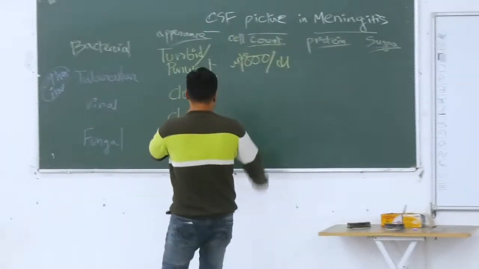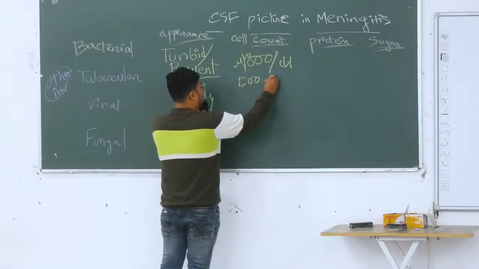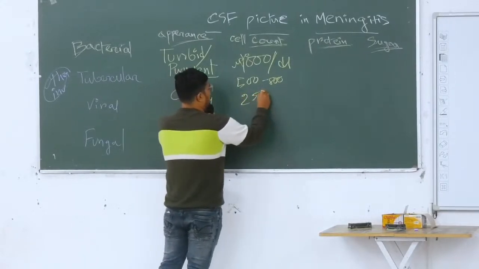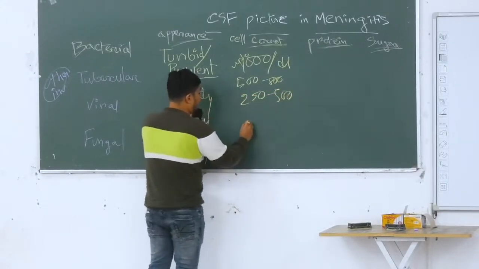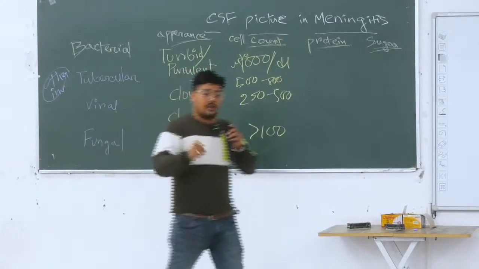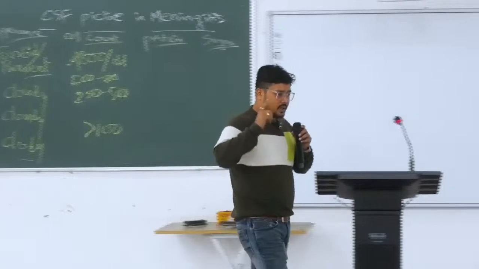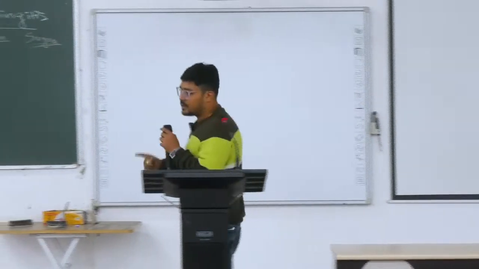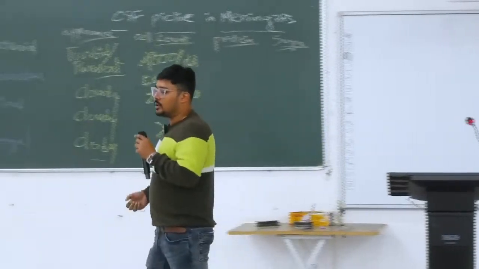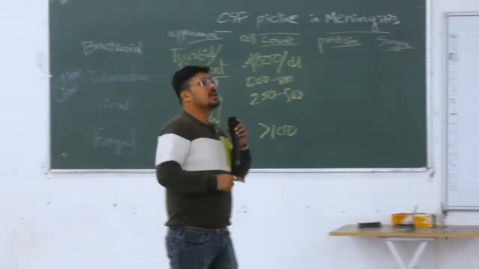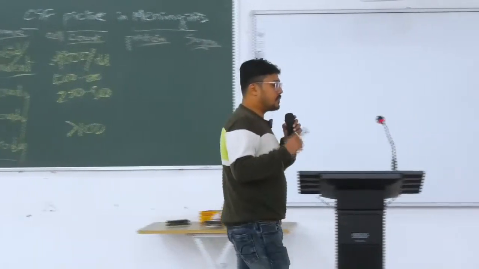In tubercular meningitis, it will be like 500 to 800. In viral meningitis, it is 250 to 500. And in fungal meningitis, it is also more than 100. So, invariably, despite the etiology, the cellularity will be increased. It is maximum in bacterial meningitis, but in all other types of meningitis like viral, fungal and tubercular, the cell count will also be much higher.